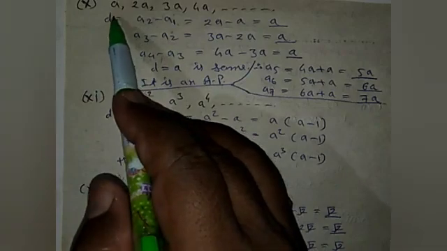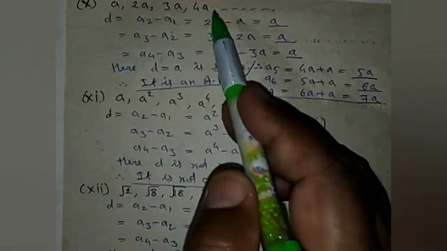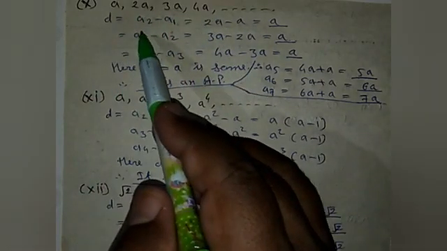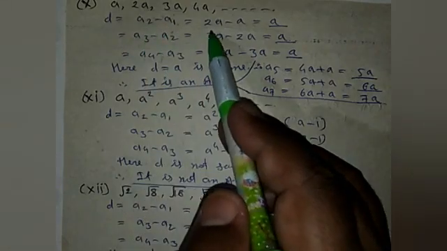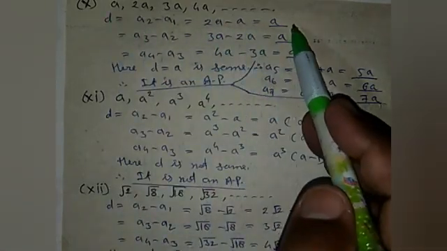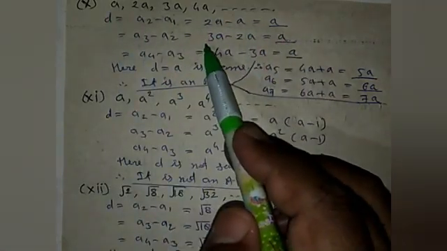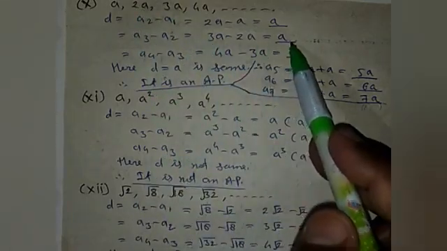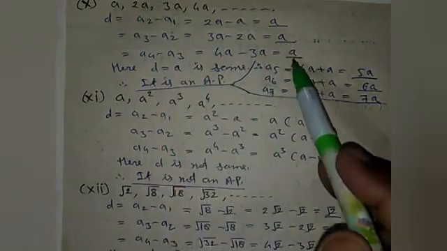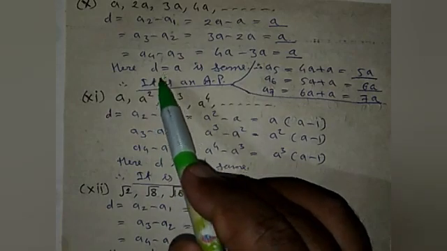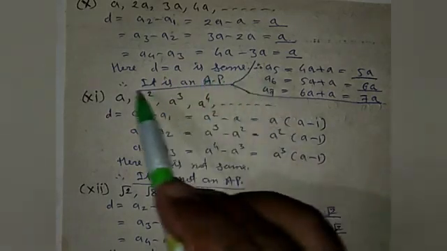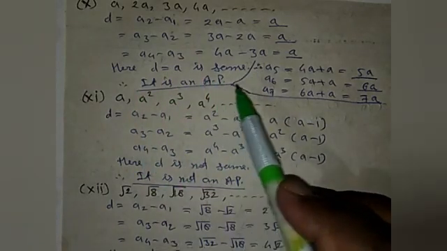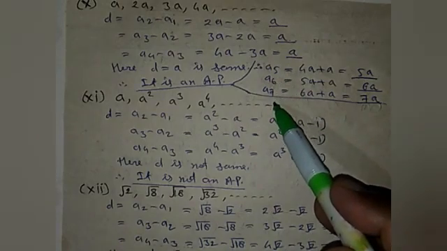In the 10th part, the series is A, 2A, 3A, 4A. See here the common difference D is A2 minus A1, that is equal to 2A minus A, that is equal to A. Similarly, A3 minus A2 is also 3A minus 2A, that is equal to A. Then A4 minus A3 is also A. So here the common difference D is A, which is the same, hence it is an AP. So here you have to find A5, A6 and A7.